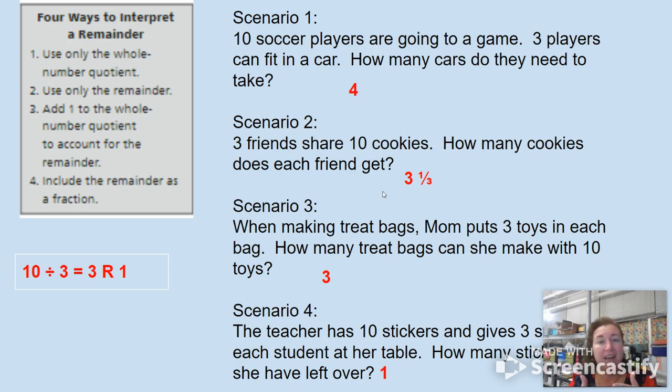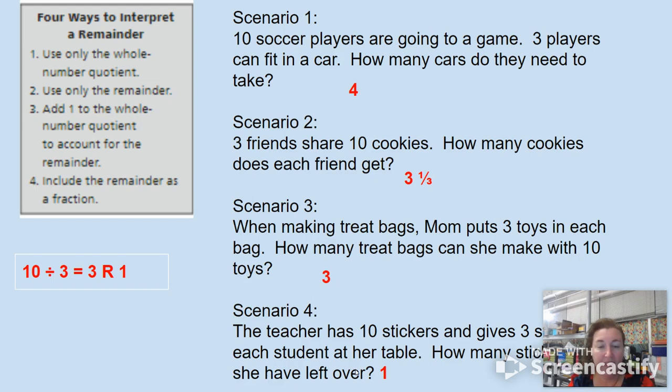Now, cookies, if you've got a leftover cookie, those 3 friends can take that cookie and cut it into thirds. So really, each friend can have 3 and 1/3 cookies. The third scenario, mom's making treat bags. She puts 3 toys in each bag. How many treat bags can she make with 10 toys? Well, we know 10 divided by 3 is 3 remainder 1, but you can't make 3 remainder 1 treat bags. You can make 3 treat bags and have 1 leftover toy.